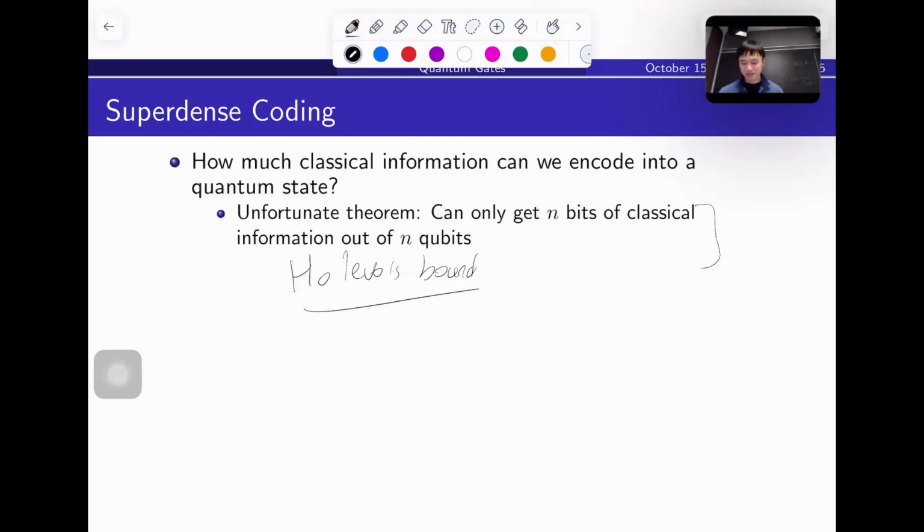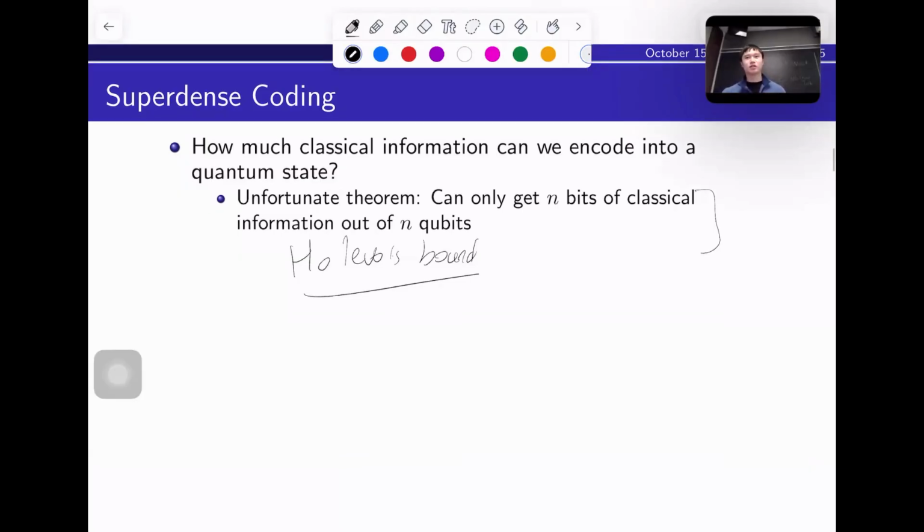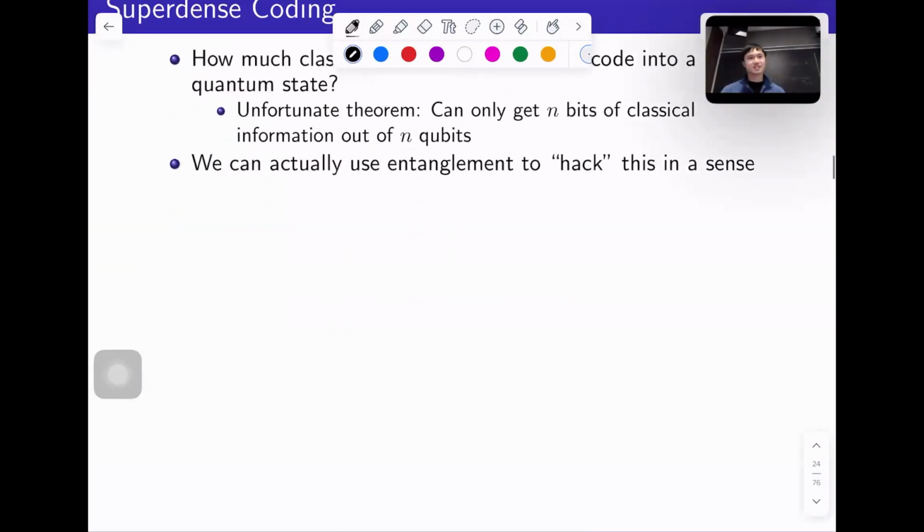Basically, if you don't do anything special, you only get n bits of classical information out from n qubits. We can get around this by using entanglement. If we already share some sort of resource, we'll see how entanglement is actually a resource, just like a classical bit or a quantum bit. It holds some information that we can bring out.